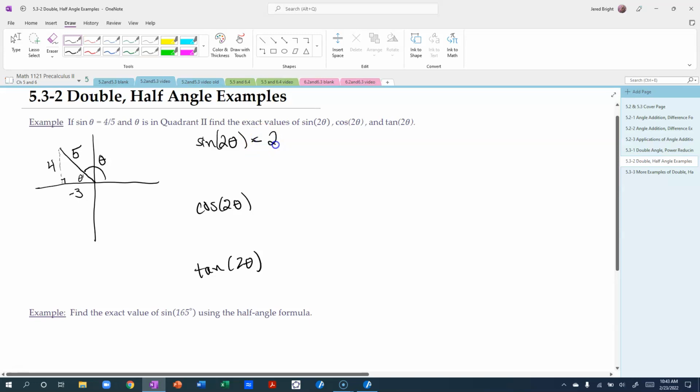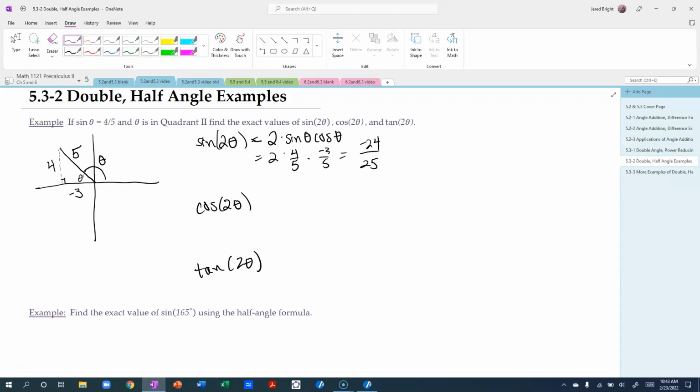So sine 2 theta was 2 times sine theta cosine theta. Now to find sine theta, I know that sine theta was 4/5. That was given to me, but the cosine theta is actually found using the diagram. So yay, diagram. Cosine would be -3/5. So then I get 25 in the denominator, -24 in the numerator. Okay, nice application of the double angle for sine.